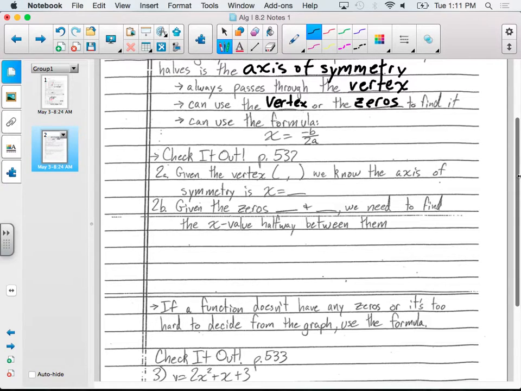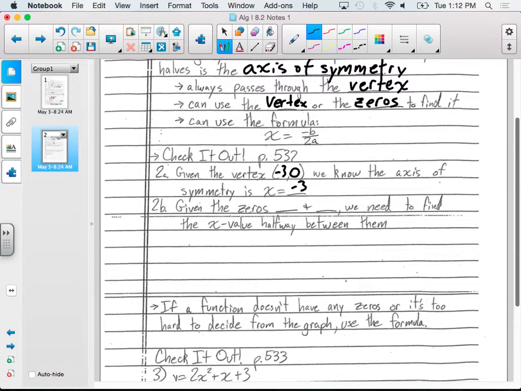So what is the coordinates of that vertex? Riley? -3, 0. So we have -3, 0. That's our vertex. So we know that the axis of symmetry passes through it. Always does. So our axis of symmetry has the equation x equals -3. Blaine, because you raised your hand. -3, thank you. Alright, so that's that one.